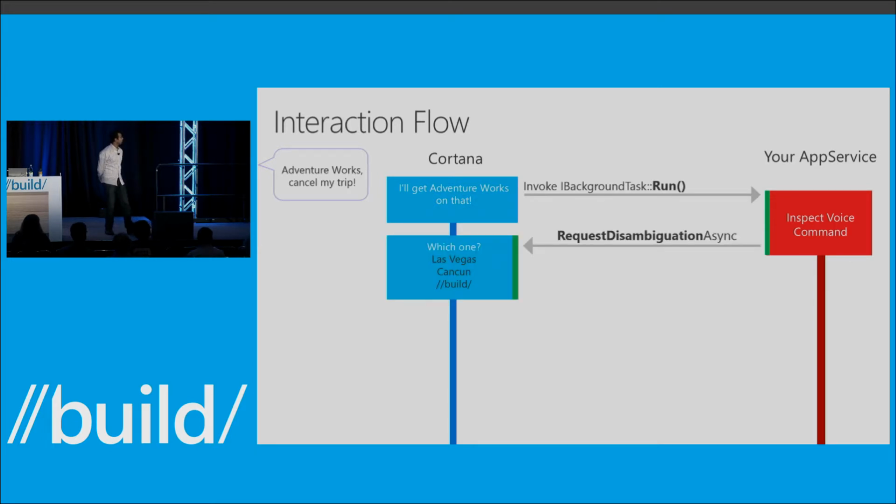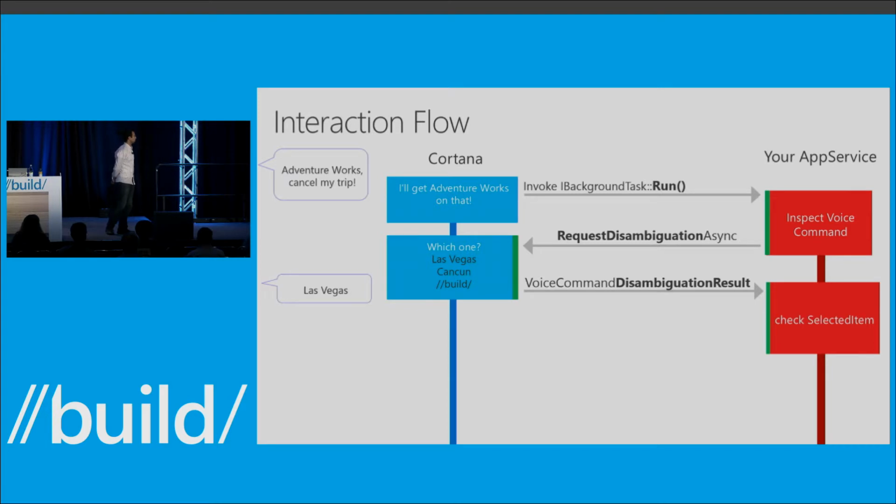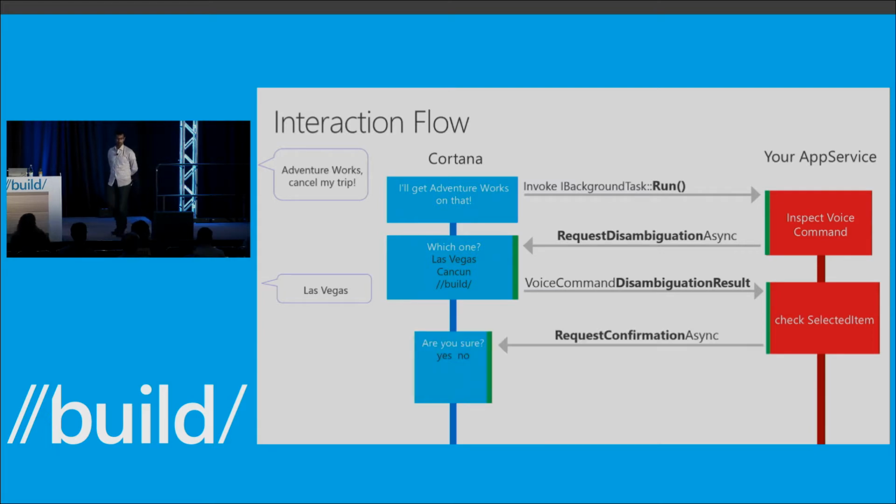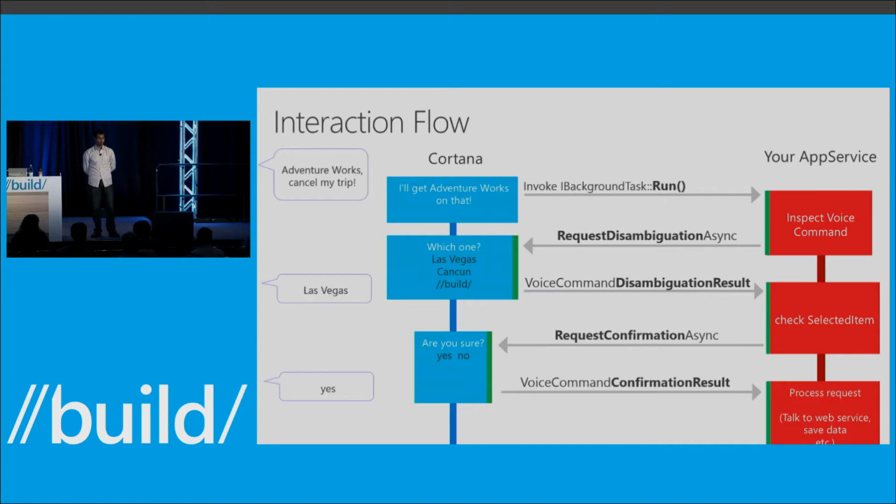At this point, you recognize that there are multiple trips, so you need to know which trip to cancel. You call request disambiguation async. Cortana asks, the user specifies Las Vegas, and we return a result to you, voice command disambiguation result, with the content Las Vegas. You check that item, and you say to the user, are you sure you want to cancel? The user says yes, and we give you a confirmation result back.